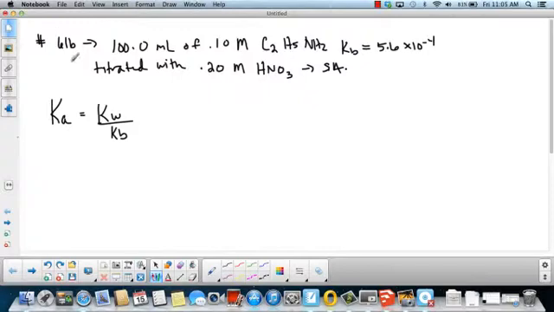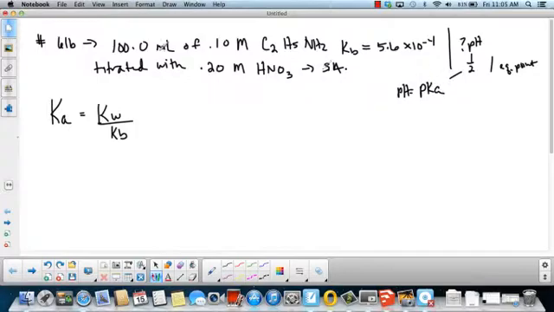Okay, now 61b, what we're looking for is two things. We're looking for the pH at the halfway point as well as at the equivalence point. Now remember, whenever we have a half titration, as soon as you're halfway there, your pH is going to be equal to your pKa value.